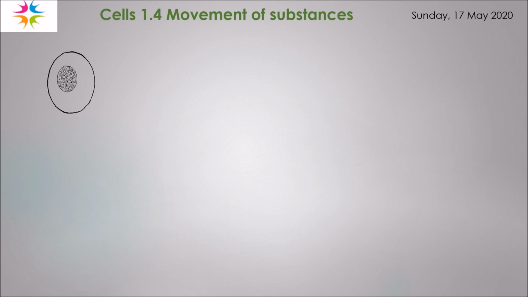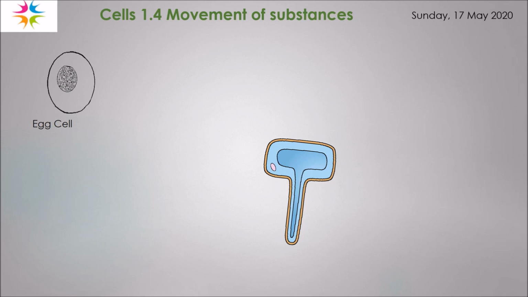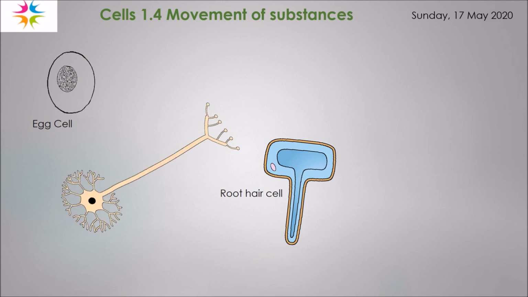Which kind of cell is this and what does it do? Can you remember? Yes, it's an egg cell. And this one, two things, the name, three actually, the name, what it does and where you find it. That's what it is, a root hair cell. This one again, what's it called? Where do you find it? What does it do? It's a nerve cell.